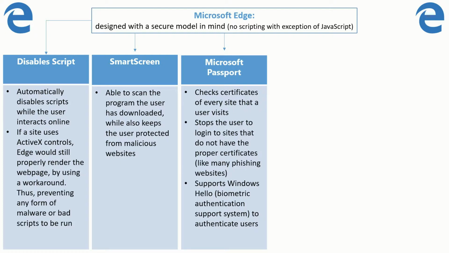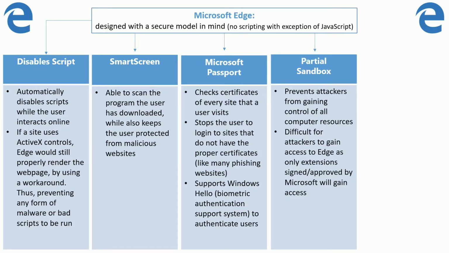It natively supports Windows Hello, a biometric authentication support system, to authenticate users and the website using asymmetric cryptography. So if it were a phishing website, it would display the user's credentials in plain text, but since Microsoft Passport uses asymmetric keys, the site will be unable to decipher the key and will not get any login credentials. Edge also runs in a partial sandbox, preventing attackers from gaining control of all computer resources. It will also be harder for attackers to gain access through extensions you may have on your system, as it will be only extensions that are signed and approved by Microsoft.